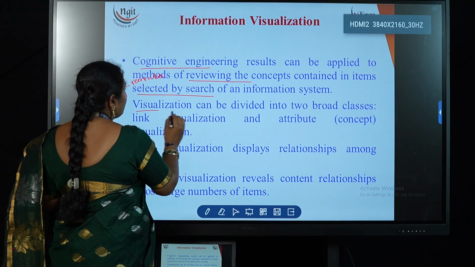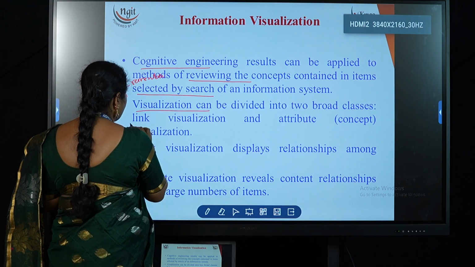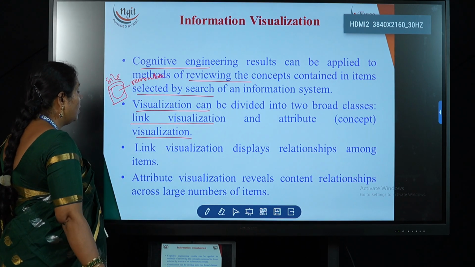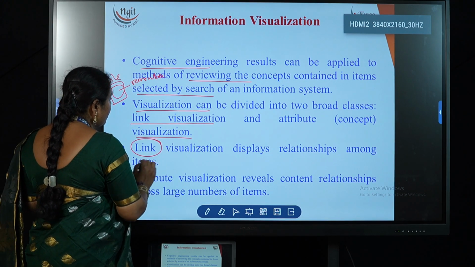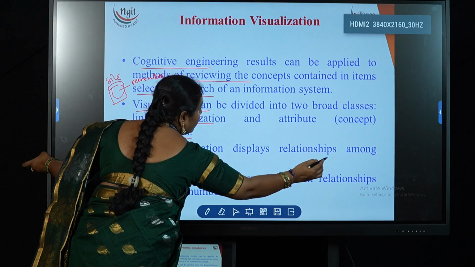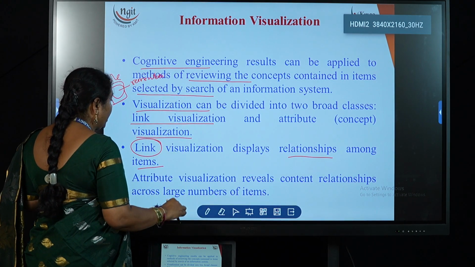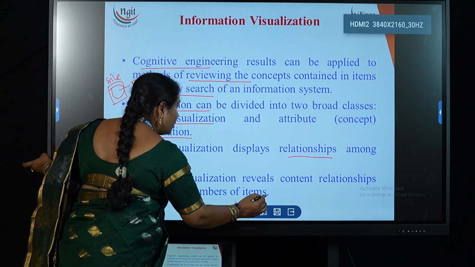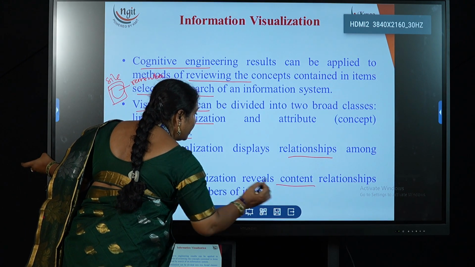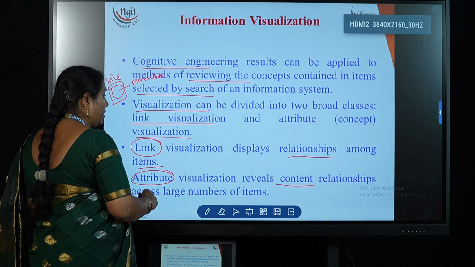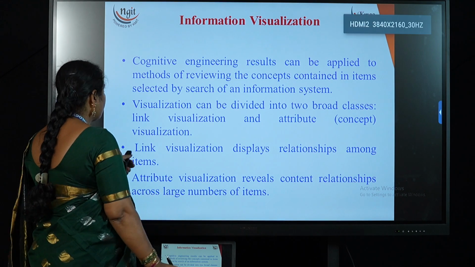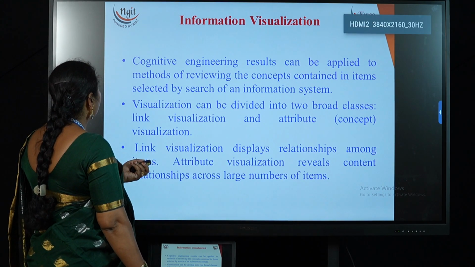And this visualization can be divided into two broad classes. One is link visualization, second one is attribute visualization. By the name itself, you can say that link visualization displays the relationship among the items, and attribute visualization reveals the content of that particular relationship according to the number of items. Attribute means what are the features. Here only you will mention the link between two values.